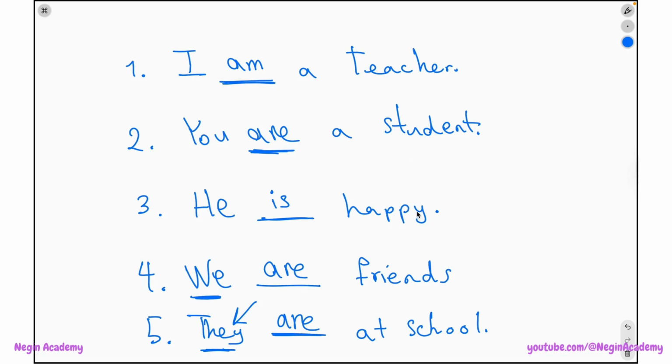Now let's look at the short forms of these to be verbs. Here, as you could see, we have the full forms am, are, is, are. These are all in full forms, right? But whenever you want to speak, you have to use the short forms. In other words, you have to contract the to be. How? Let's find it out.